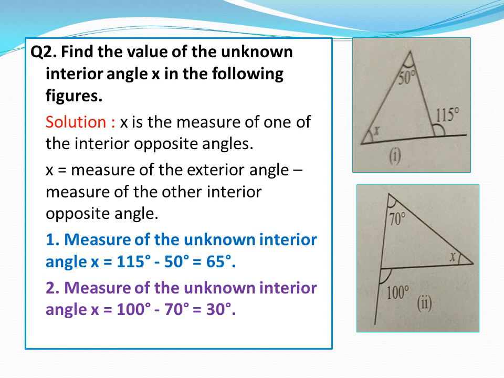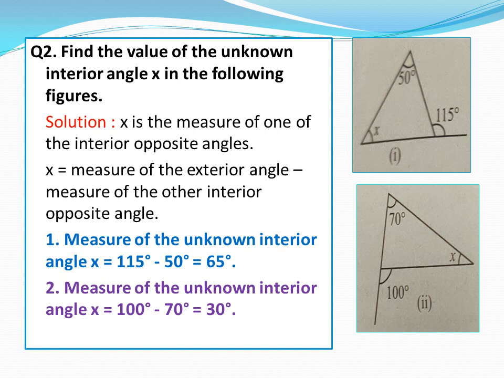Solution: x is the measure of one of the interior opposite angles. Actually, two interior opposite angles are there, but here only one angle is given and the other angle we have given the name x. So we have to find the value of x by using the exterior angle property of a triangle. Okay, how is it? Equation: x is equal to the measure of the exterior angle minus the measure of the other interior opposite angle. So here we can find the value of x. There is one formula.